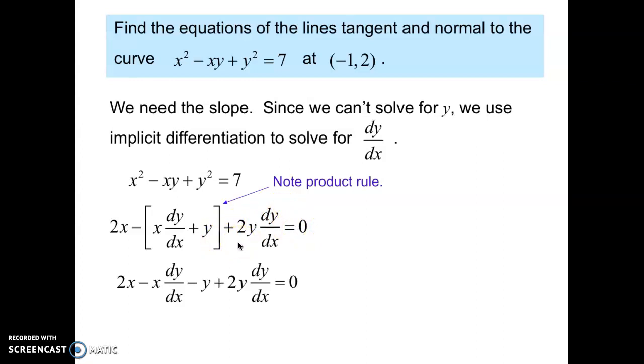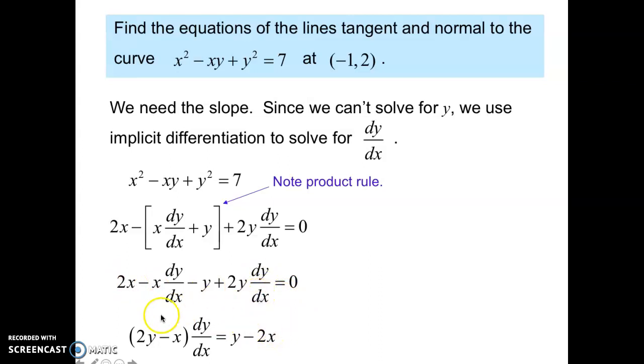Again, distributing the negative through those brackets, and now gathering like terms, so the dy dx's are on the same side, but the y gets brought to the other side with an addition, and the 2x gets brought to the other side with a -2x.